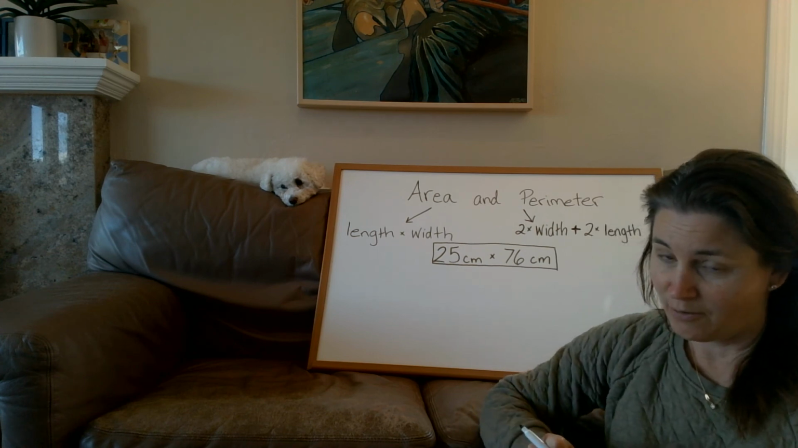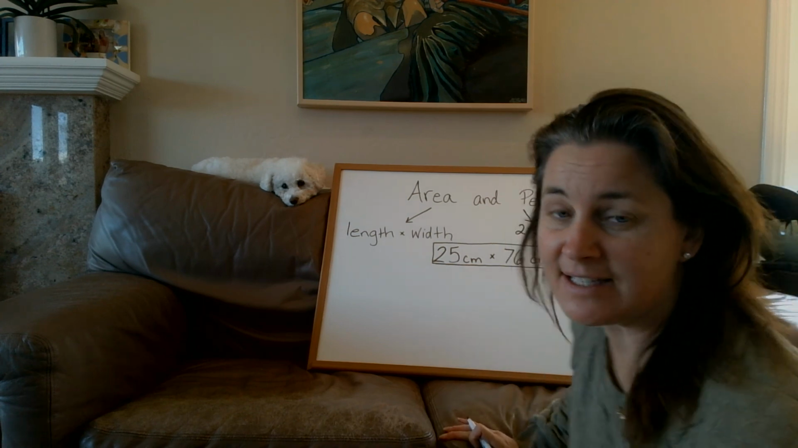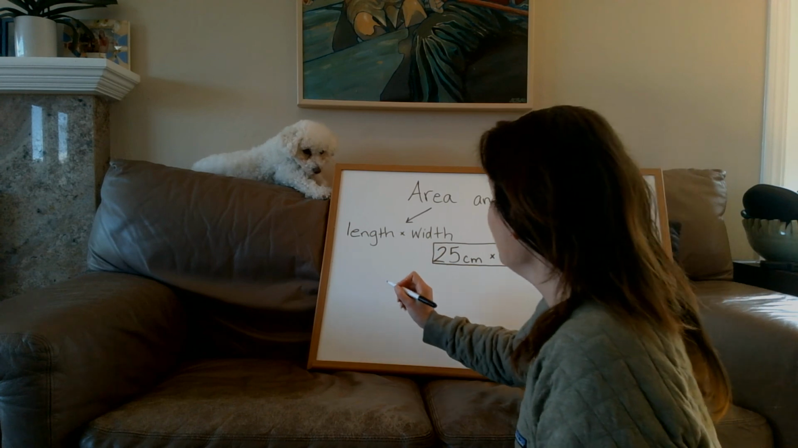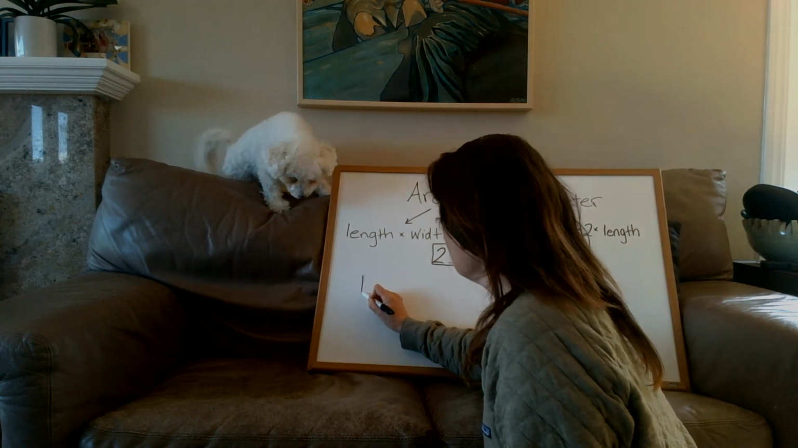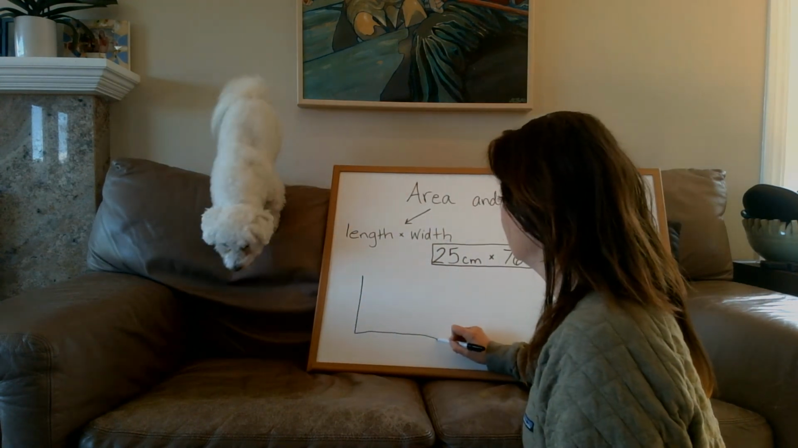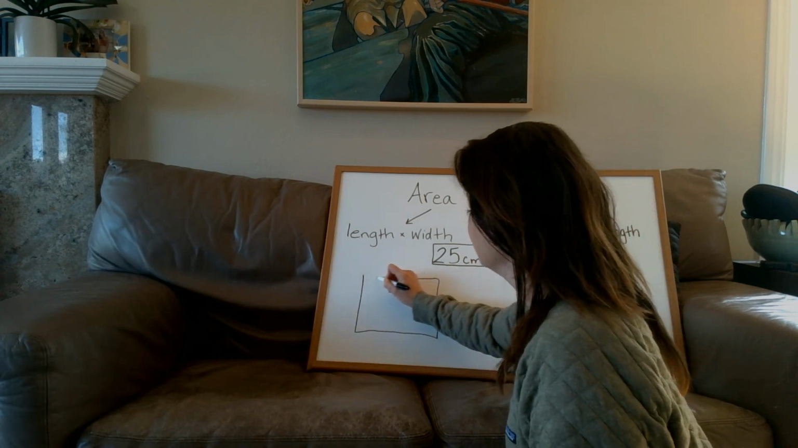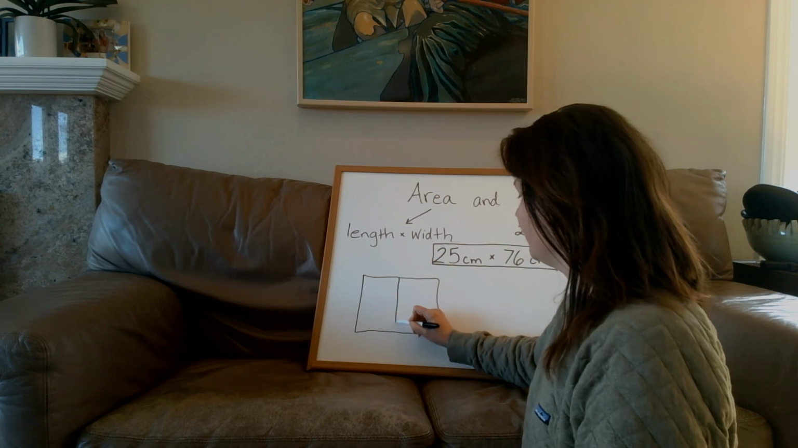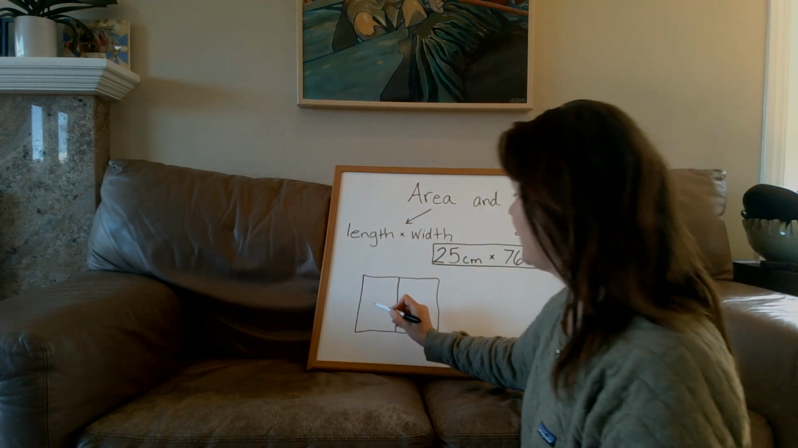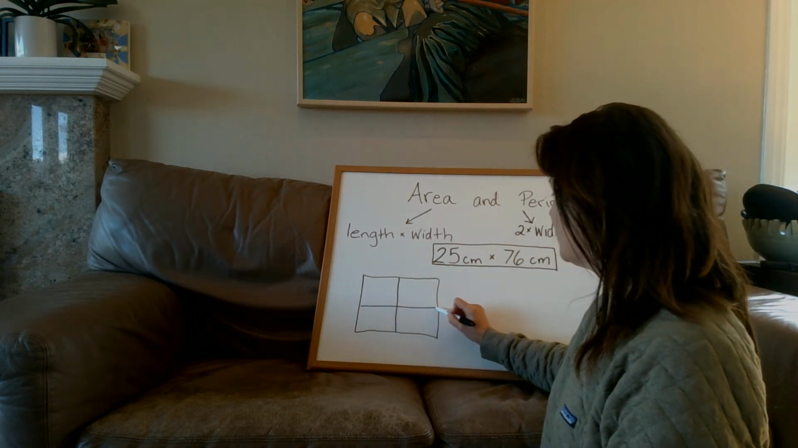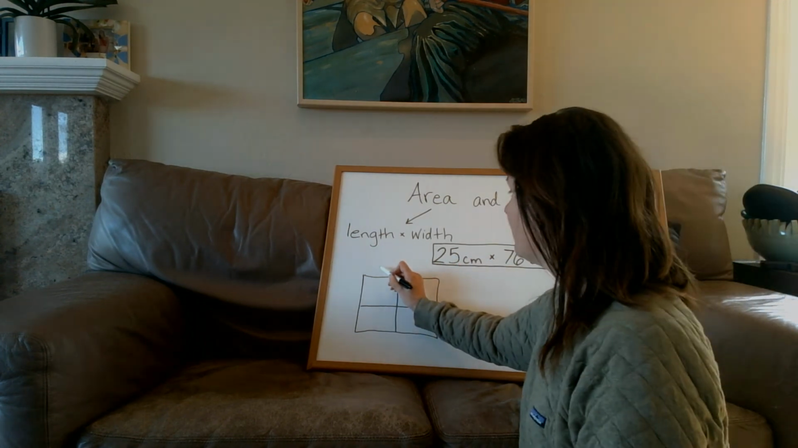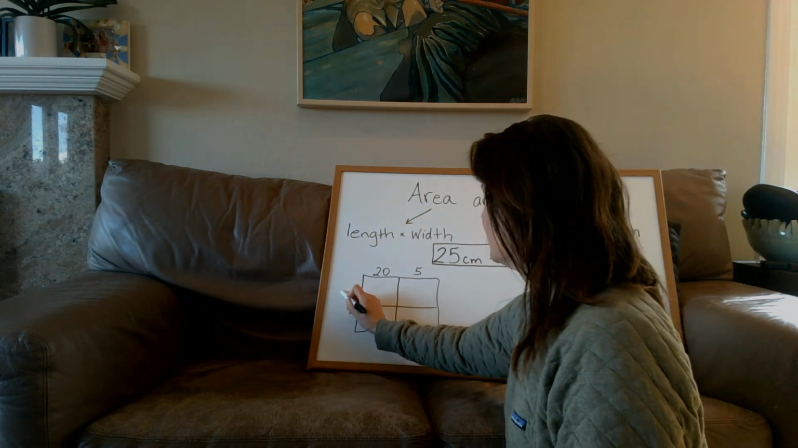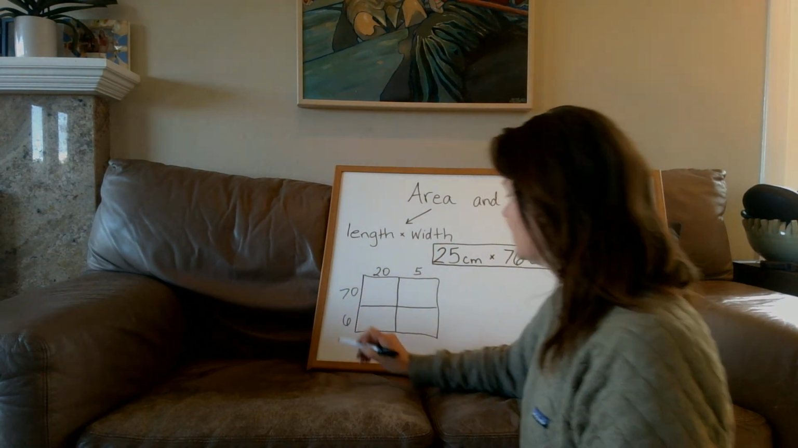So for 25 times 76, you might have done it with the box method, you might not have. So I'm going to draw a box. And we're going to split it in half. And then we're going to split it in half again. So we're going to take 25 and break it apart into 20 and 5. And then over here, 70 and 6.